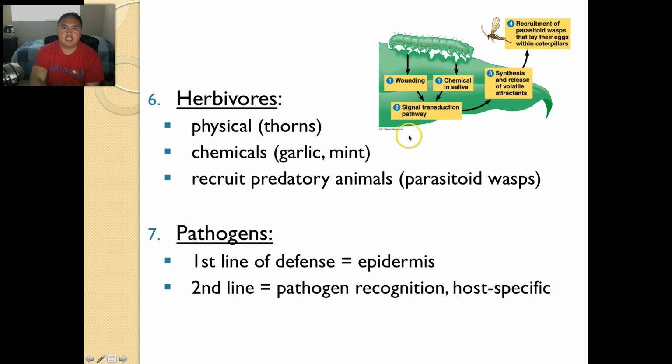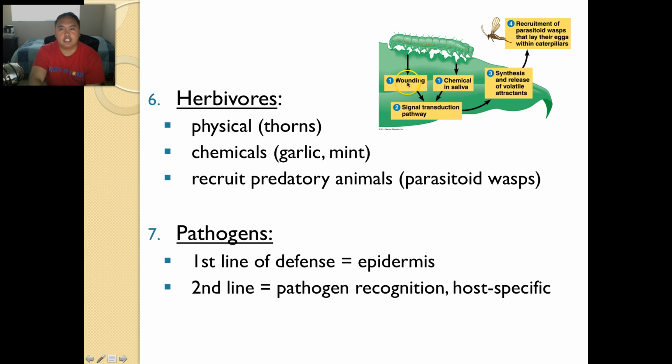Herbivores, so things that eat, like caterpillars, for example. So we have basically physical things. We have thorns. We also have chemicals like garlic and mint, which are very nasty to animals, so they don't want to eat it. And also they recruit other parasitoids like wasps. So these things can come in, and so here are some ways it could stop it.